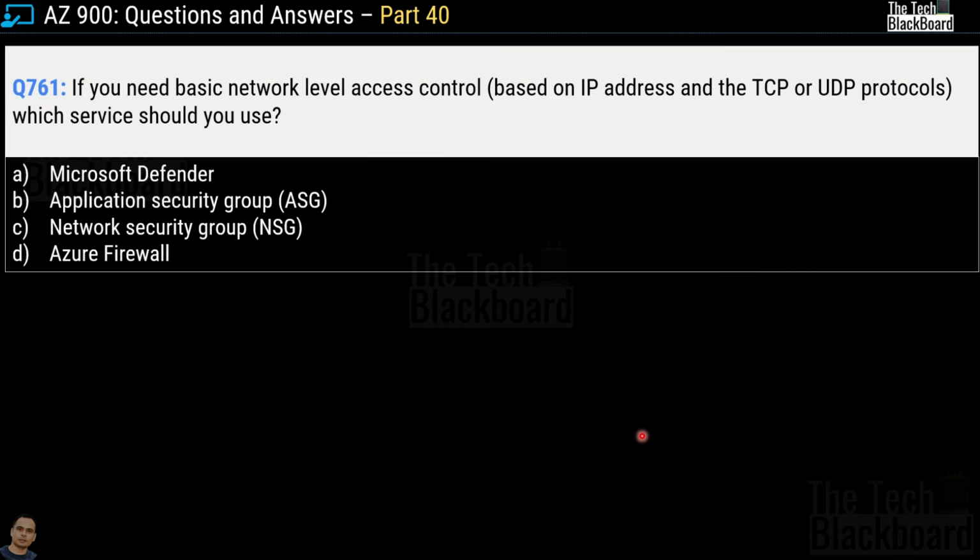Now here comes question number 761. It says that if you need basic network access control based on IP address and TCP or UDP protocols, which service should you use? Your options are Microsoft Defender, Application Security Group, Network Security Group, or Azure Firewall. And the correct answer for this question is option D, Azure Firewall. Haha, no, that's not the correct answer. I was just checking you. The actual correct answer is option C, Network Security Group. And once again, my friends, Network Security Group is very important whenever you're dealing with networks.